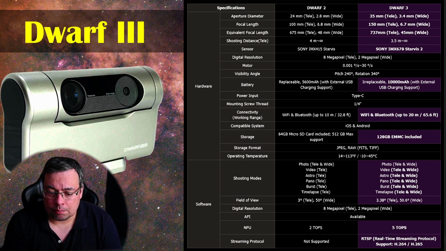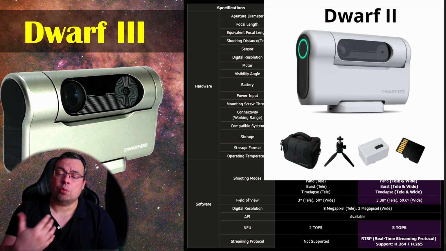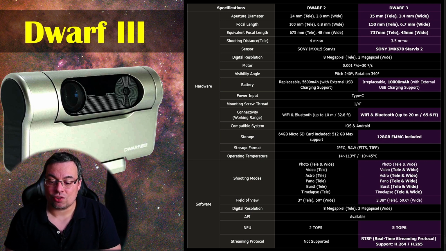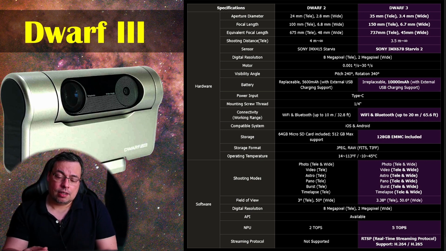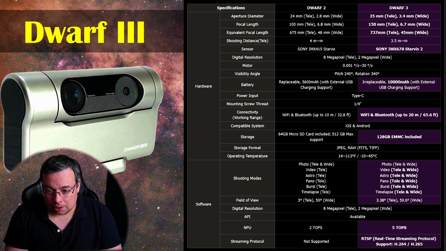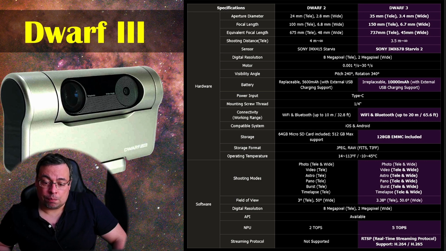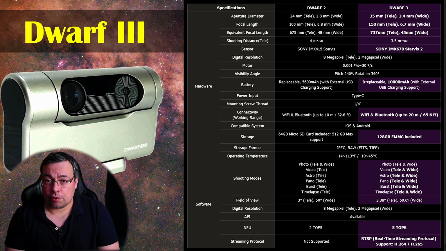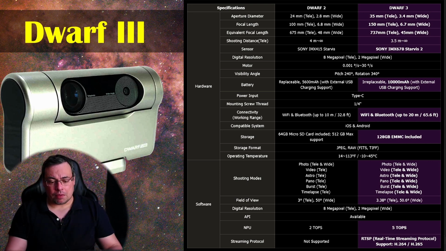The old Dwarf had a micro SD card of 64 GB that we could upgrade with a larger card, and the new Dwarf 3 has 128 GB eMMC included. So I think we'll not be able to upgrade the card, it will be internal memory. Storage format, the same: JPEG, RAW, FITS, TIFF. Operating temperature seems to be the same. Shooting modes, we have the same shooting modes as with the Dwarf 2. Field of view, 3 degrees for the Dwarf 2 and 3.38 degrees for the Dwarf 3. Digital resolution, the same, 8 megapixels.